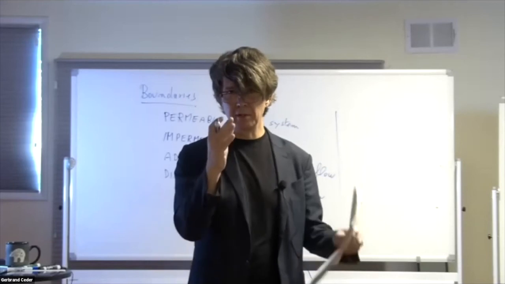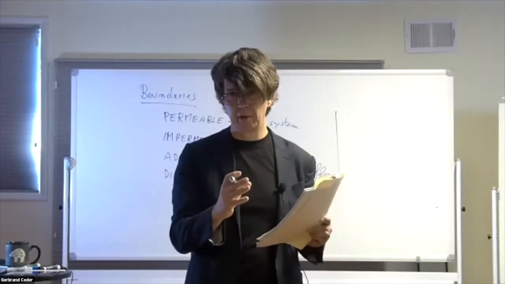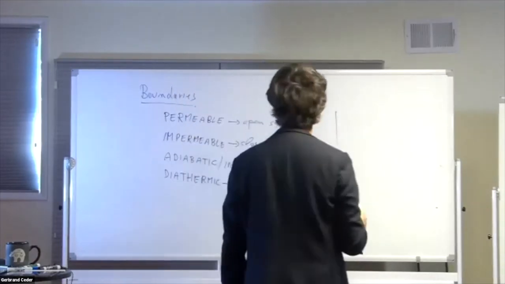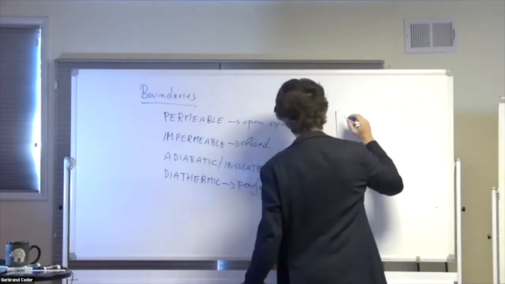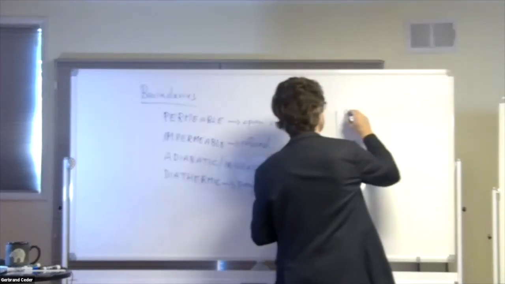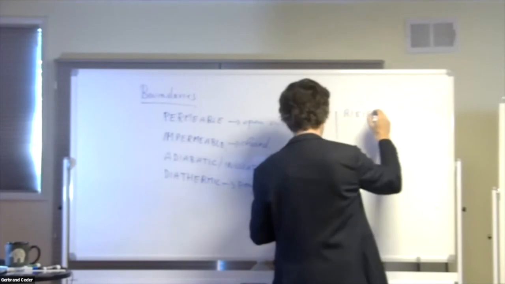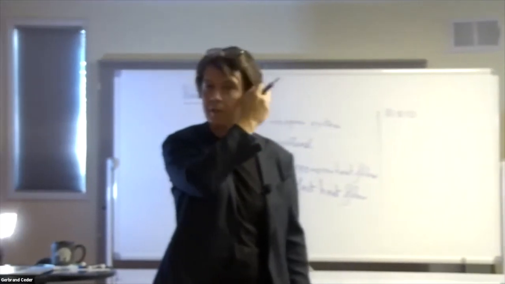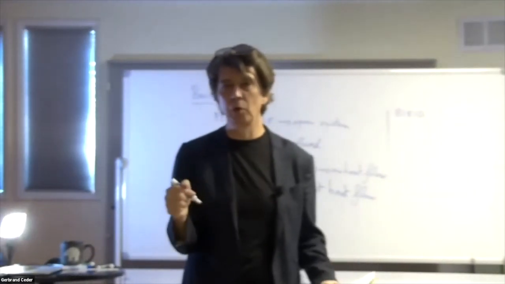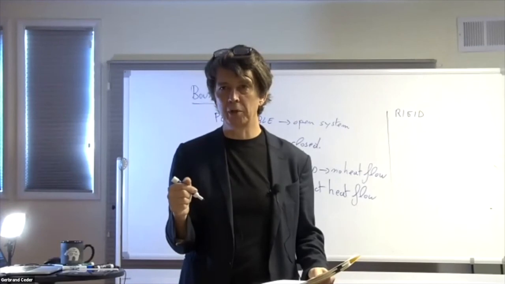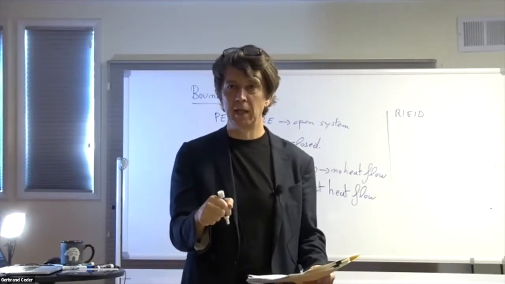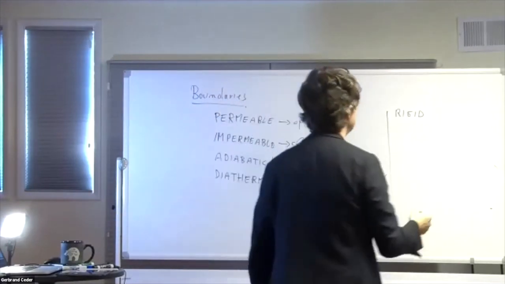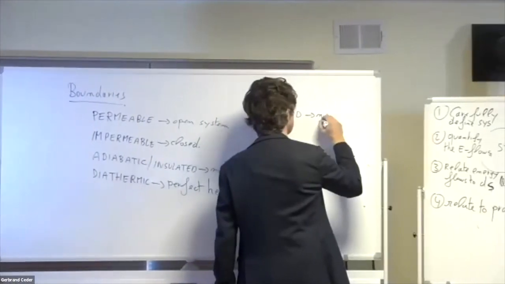Which type of boundary you have is 100% coupled to which type of work flows or heat flows you have. For example, if I say something is rigid, so non-deformable, what am I really saying? I'm saying I cannot do mechanical work on it, because mechanical work is force times displacement. And if you don't have a displacement, you don't have work. So rigid really means no mechanical work.